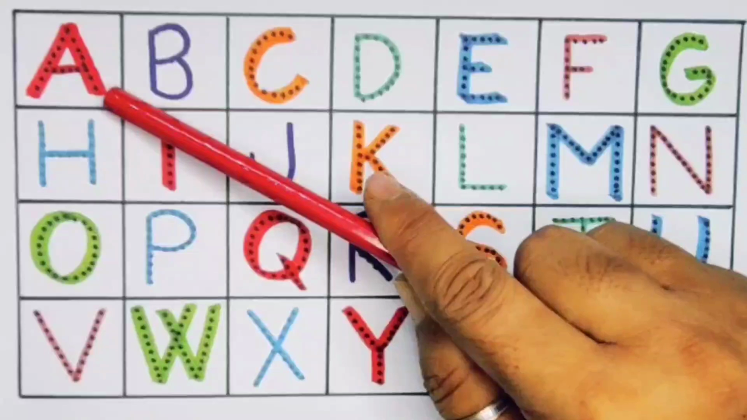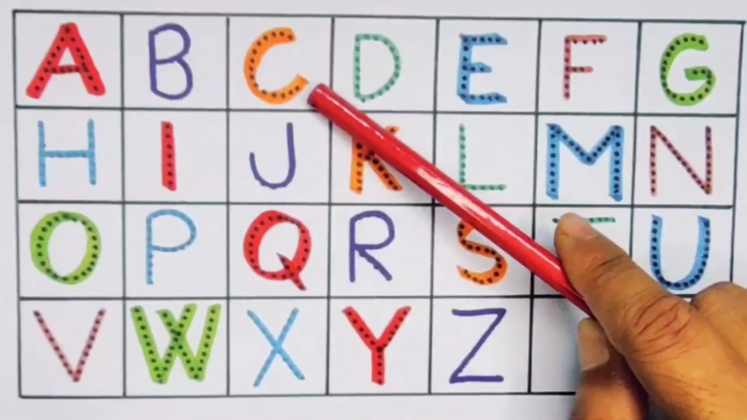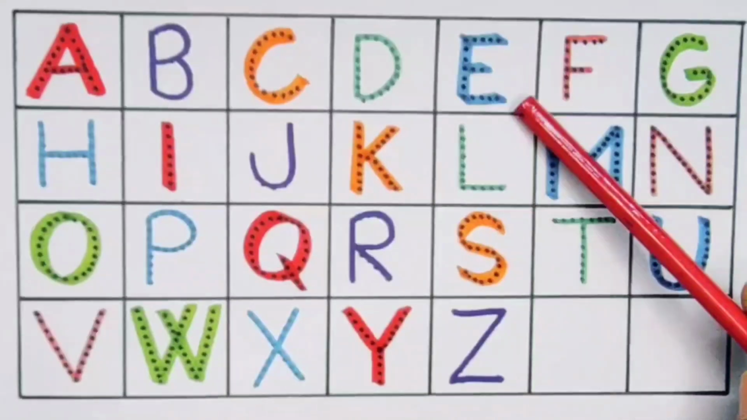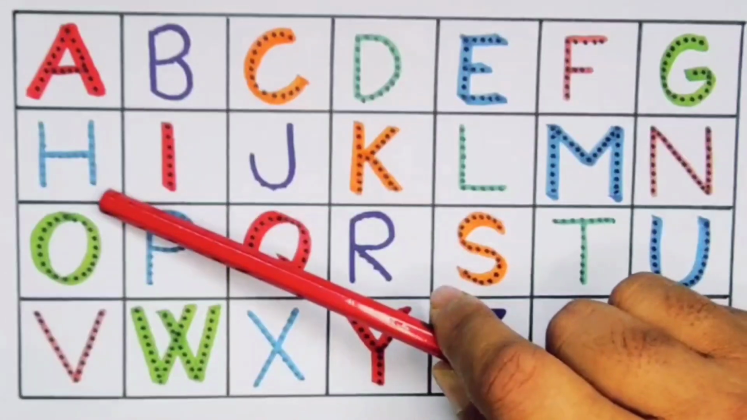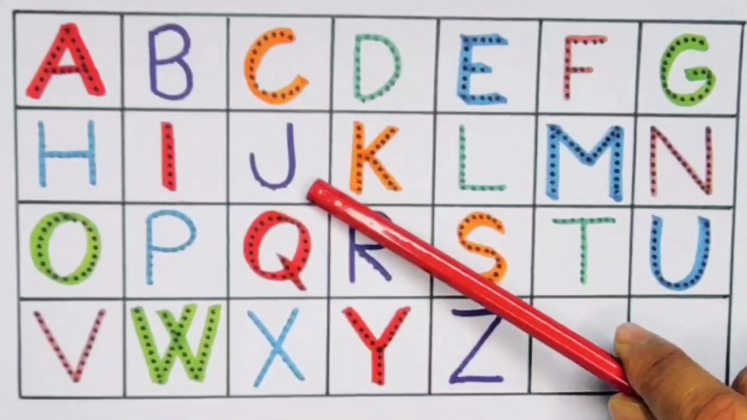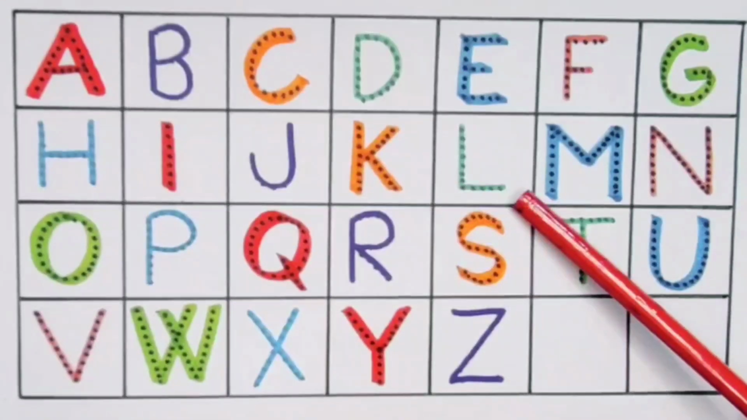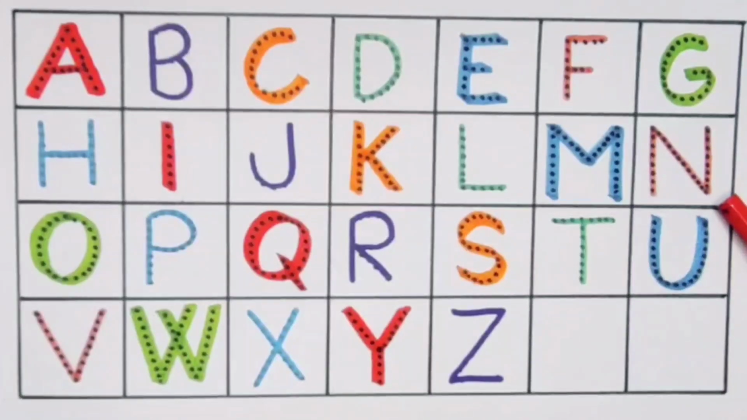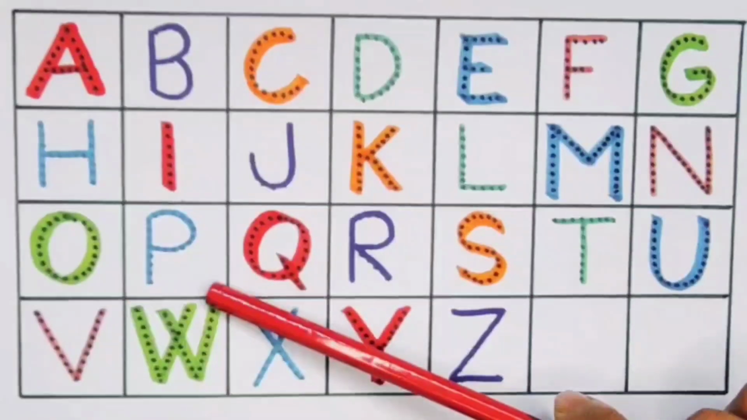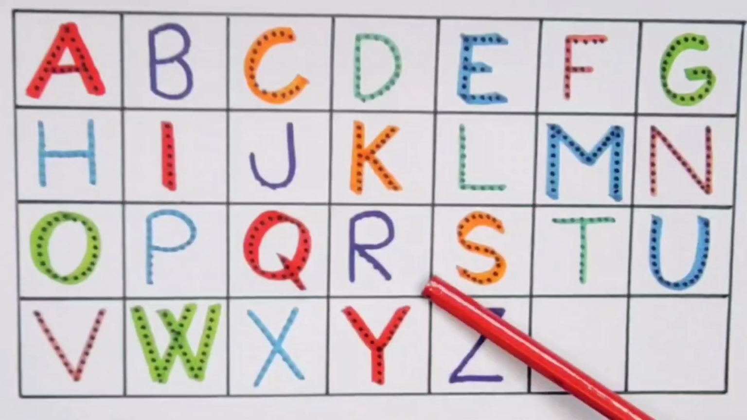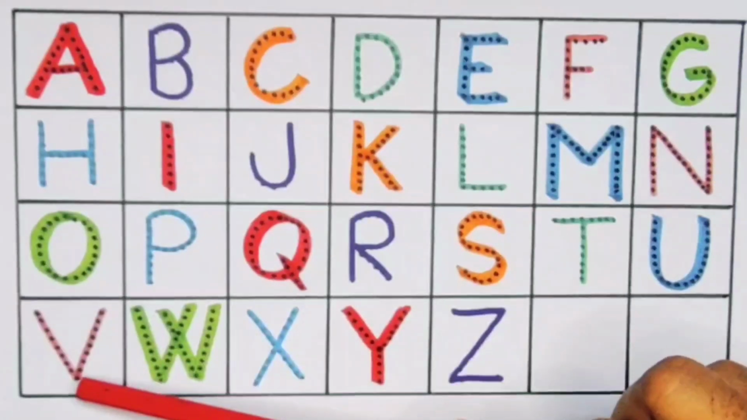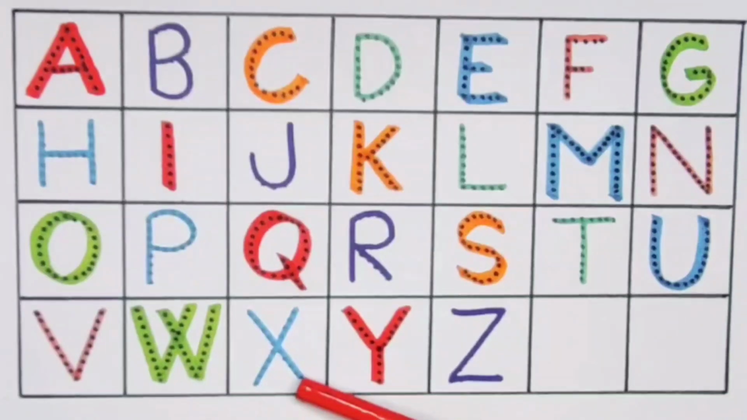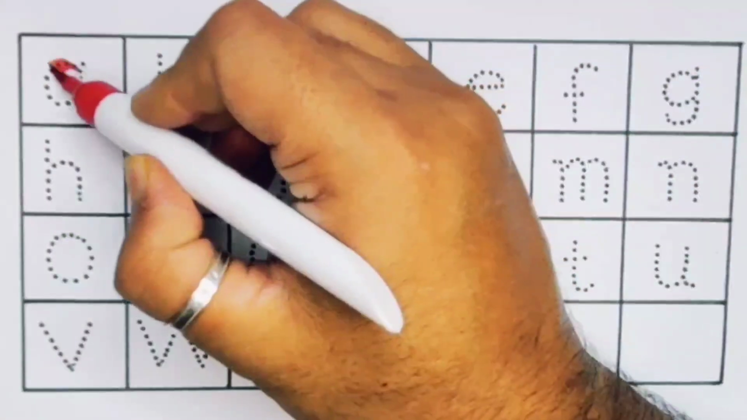What did we learn? We learn A for aeroplane, B for butterfly, C for car, D for dolphin, E for elephant, F for fish, G for giraffe, H for house, I for ice cream, J for jam, K for king, L for lion, M for moon, N for nest, O for octopus, P for parrot, Q for queen, R for rabbit, S for sun, T for time, U for umbrella, V for van, W for water, X for X-ray, Y for York and Z for zebra.